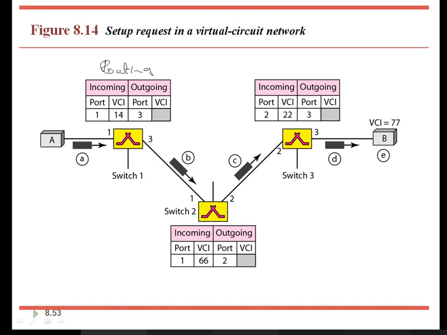Now you can observe. A wants to send data to B. First it has to set up a connection between A and B by going for the setup phase. The first step is the setup request. You can see there is a small packet sent indicating that A wants to send data to B. As soon as this information comes, source A sends a set of frames to switch 1. So this message is sent to switch 1. What is this message?